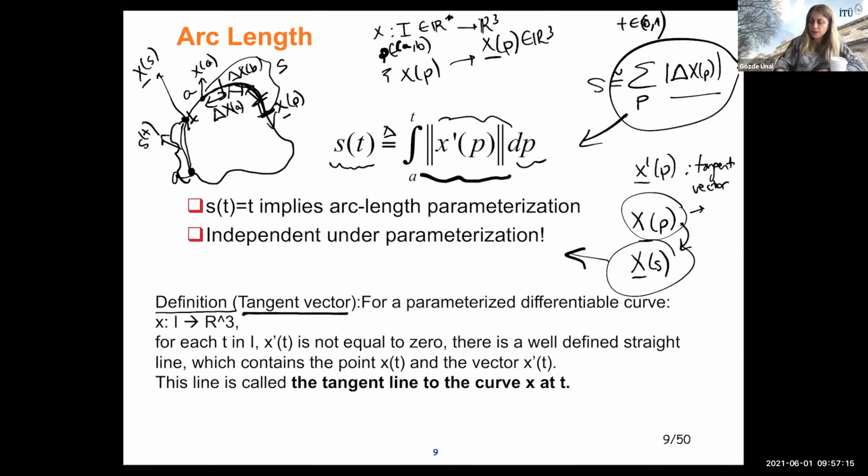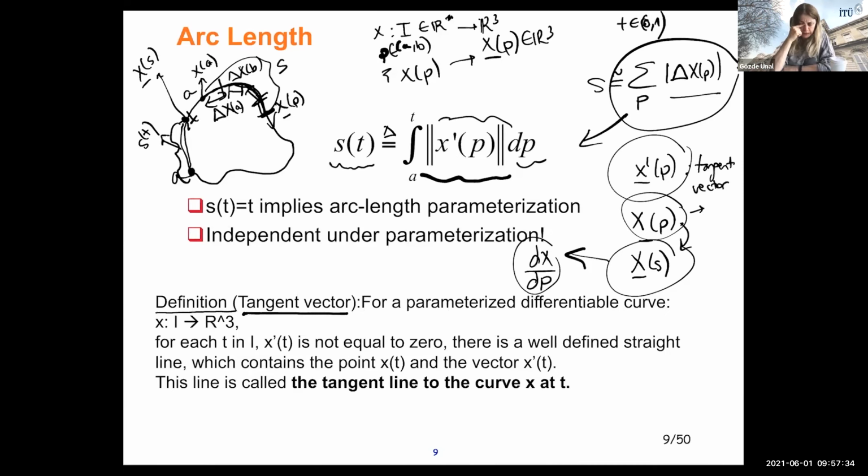A tangent vector for a parameterized differentiable curve, we assume differentiable. Otherwise, we can't really take this x prime, right? And that is really del x by del t. And it's a vector derivative, right, for each of the components of the curve.